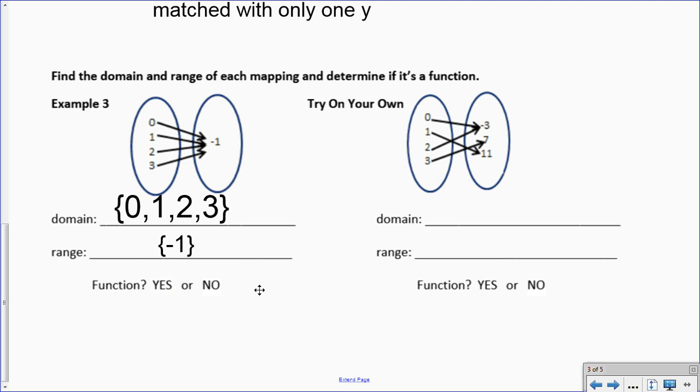Okay? Is it a function? Well, each one of these x values is only going to one number. They just happen to all be the same, like they all go to the same place. So each x is only matched with one y. So yes, it is a function. Okay, so you're going to try this one on your own.